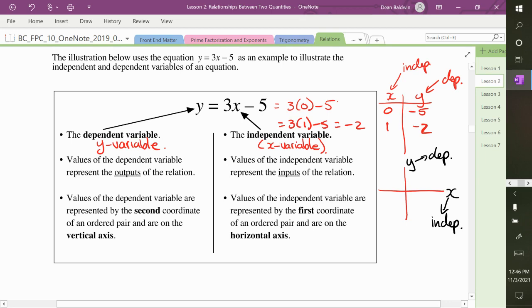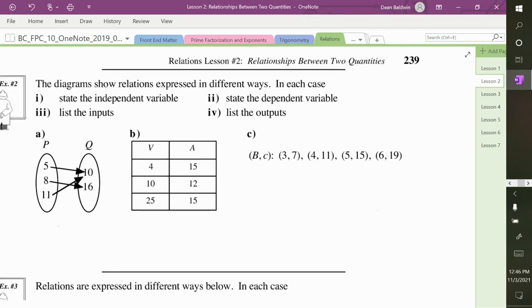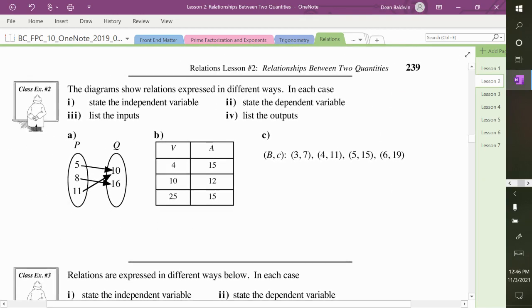May I flip the page? All right. All you have to do is tell me the independent and the dependent variable. So let's start with the B, the table of values. Now they're not using x and y anymore. They're using v and a. So which is the independent? What would be the x value? What do you always write first? You always write the number on the left first, right? So this is like your x, which is your independent. And a is like your y, which is the dependent.